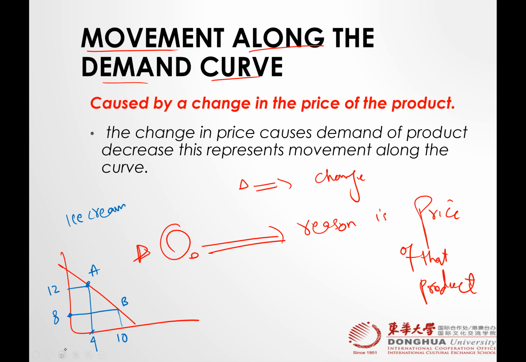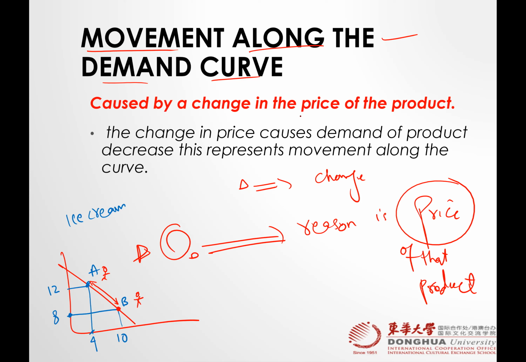For example, you were here at that time, and now you move to point B, right? So this change in demand is called movement along the curve, right? Why? Because the reason is the price of that product. So guys, are you with me? Is it rocket science here? Yes, sir. Right?